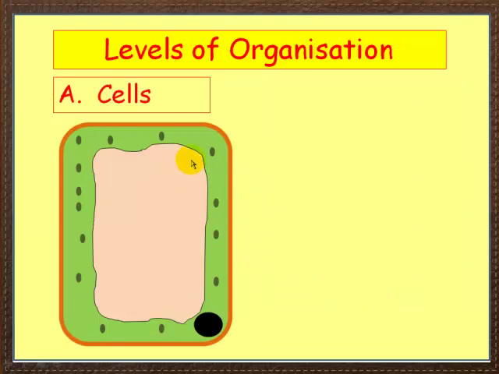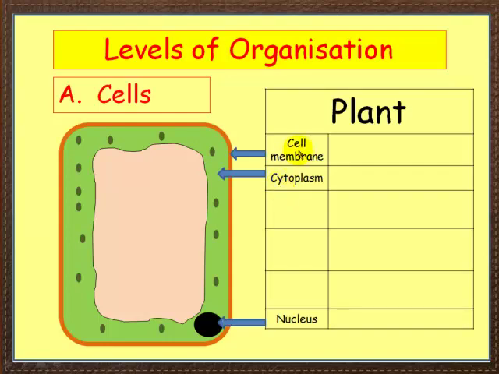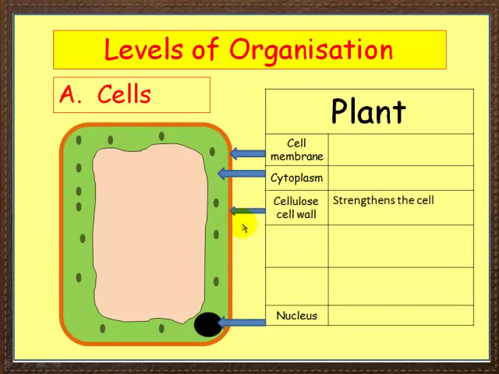Here's a plant cell. Now some of the things are in common with the animal cell, but some are quite different. First of all, these are things that they've got in common: a cell membrane, a cytoplasm, and a nucleus. So let's have a quick look now at what's different. First of all, around the outside of the plant cell you've got a cellulose cell wall. Now this is fully permeable. What it does is strengthen the cell. It's made of cellulose, a very strong substance that strengthens the cell.